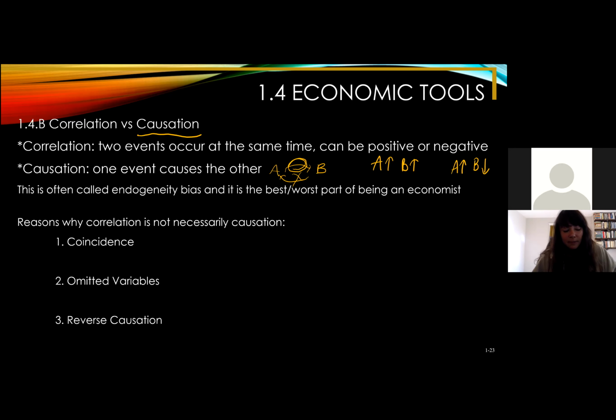So there are 3 main reasons why you might see A and B moving together, but there's not actually any causal link between them. The first one is coincidence. I think your textbook talks about like the AFC wins the Super Bowl and the stock market plummets. It's this correlation we see year after year, but there's no reason to think that it's causal. Like Punxsutawney Phil and groundhogs seeing their shadow, not really a causal link, mostly coincidence.